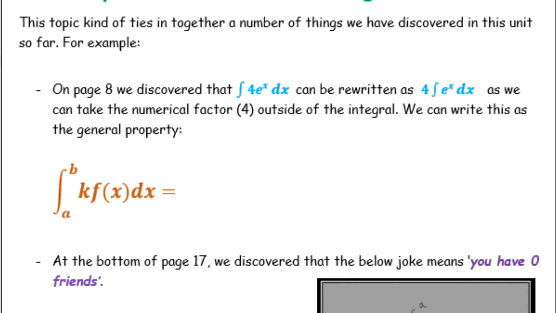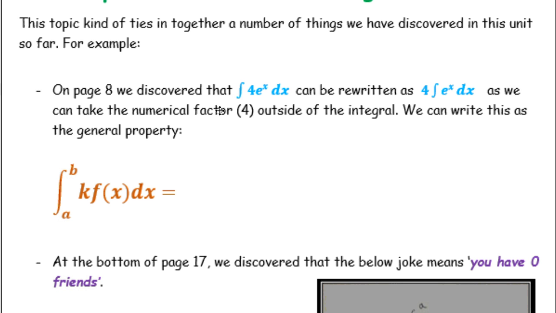For example... Okay, so on page 8. If you happen to have all your notes, if you flick back, you might remember this anyway. On page 8, we discovered that the integral of 4e to the x dx can also be written as 4 times the integral of e to the x dx. If you take the numerical factor, like 4, it's just a factor of the whole function. It's just a numerical number that the whole function's being multiplied by. So we can take the factor, or the coefficient, out the front, a numerical factor outside of the integral.